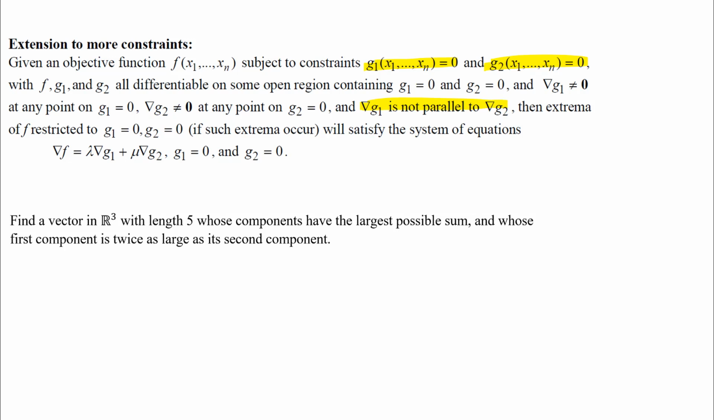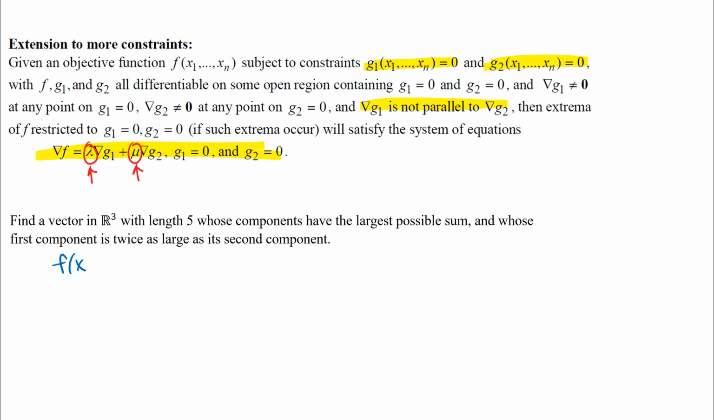Then it tells us that any points at which the extreme values occur are going to satisfy this system of equations. And so I just kind of want to emphasize what's different there. You've got a lambda and another scalar for the other gradient vector. So, and I have an example problem here for a problem that would be something like that. If we want to find a vector in R3 with length 5 whose components have the largest possible sum, that's what we looked at before.